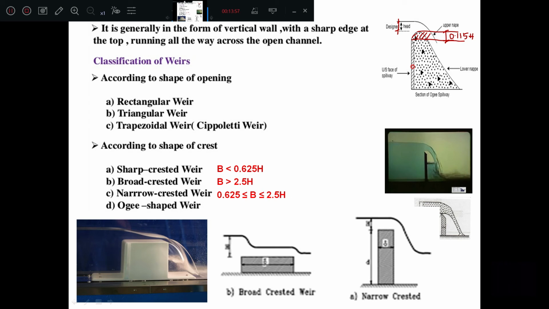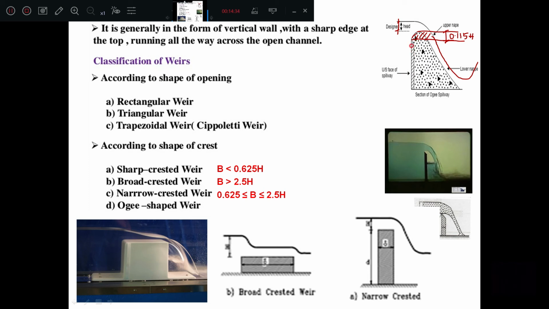And here, in this type of weir, a maximum rise of 0.115 H above the crest happens, and then it falls, so it looks like a reverse S curve. If you take this as the nappe, it will be falling like this. If the space below the nappe, or below the bottom surface of the nappe, is filled with masonry or concrete, then the consequent weir formed is called an ogee weir.